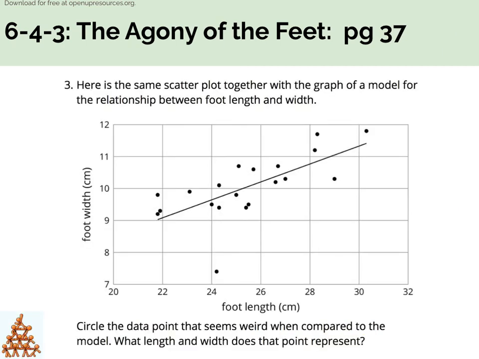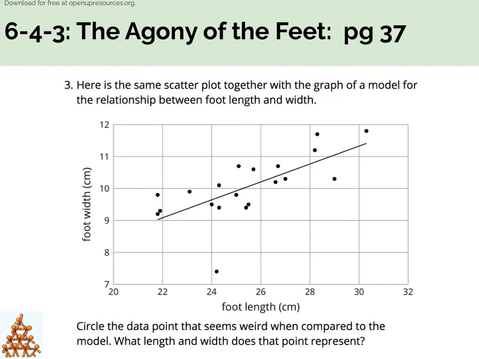Here's the same scatter plot with a graph of a model for the relationship between the foot length and the width. Circle the data points that seem weird when compared to the model. The model is the line that goes through the data points. What length and width does that point represent? Okay, let's look at it a little bit. So pause and answer that question, and then come back to me.